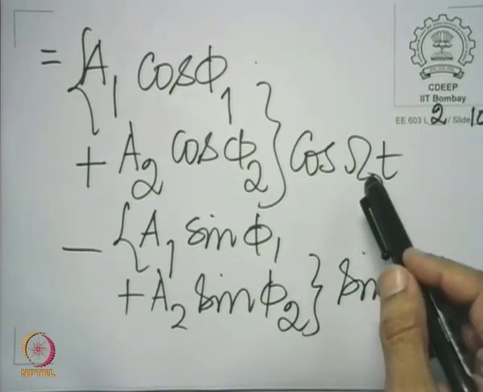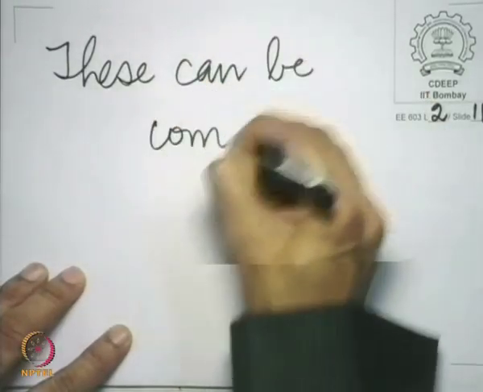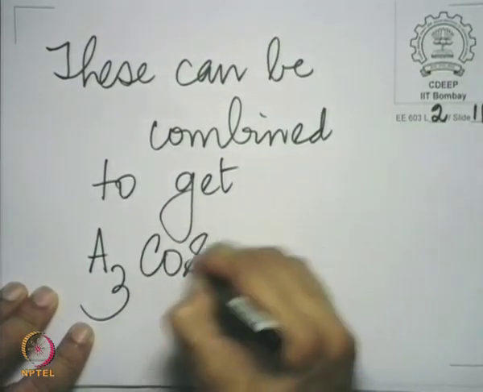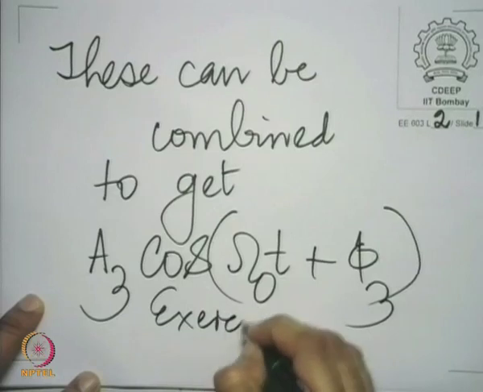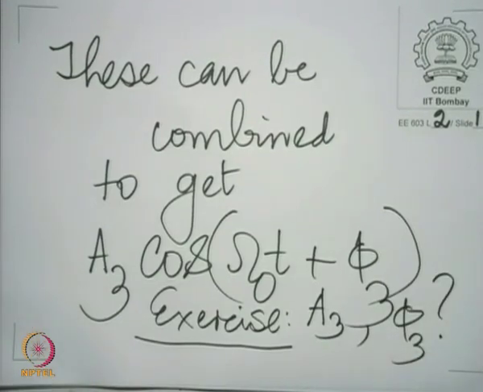And it is a simple trigonometric exercise to combine this back again to get a term of the form A3 cos(omega naught t plus phi 3). I leave it to you as an exercise to complete the details. That means, find A3 and phi 3. What are they? It's a simple exercise in basic algebra, trigonometry, whatever you want to call it. Anyway, this proves this beautiful property of sine waves.